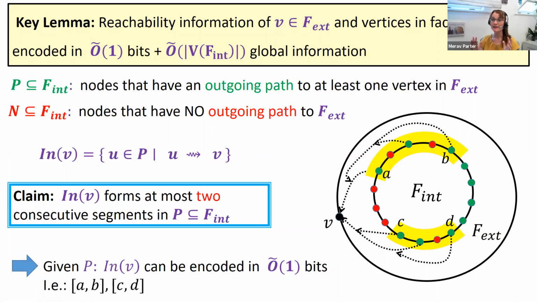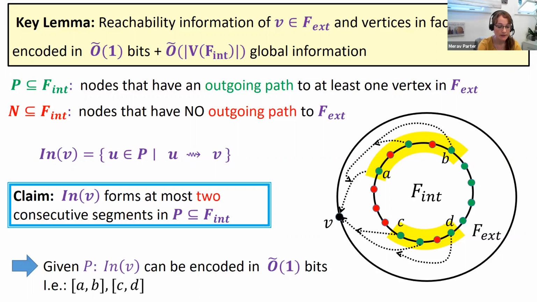So now all the nodes in P can just broadcast to all the nodes in the network. We don't have the budget for every node in P to tell us which are their outgoing neighbors on the internal face, but they can at least send us a bit and say, hey, I have at least one node on the external face to which I have a neighbor. Okay, this much we can do.